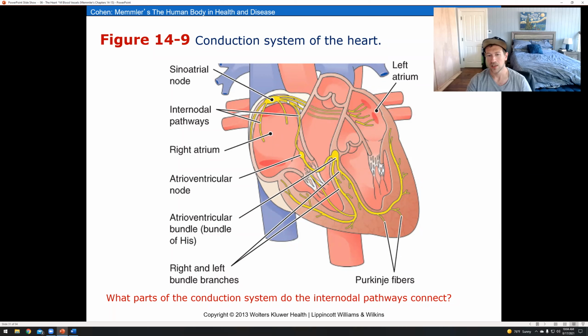Travel across the top of the heart, travel down here to the AV node where the signal will be delayed for just a second. Then it will travel over to here where it will hit this other little bundle. We call that the bundle of His, which is a really cool name. And then it branches out from there to all of these different fibers. We call those your Purkinje fibers.